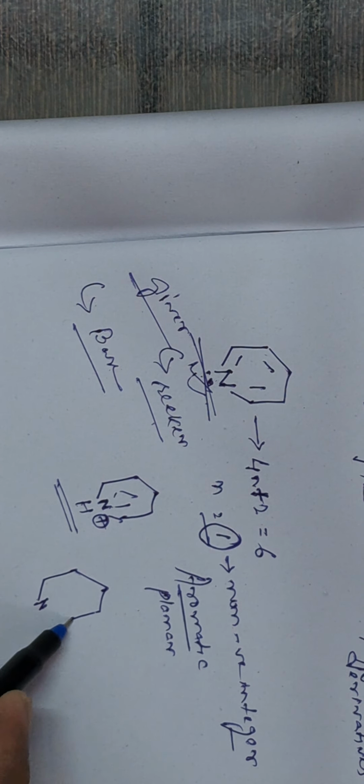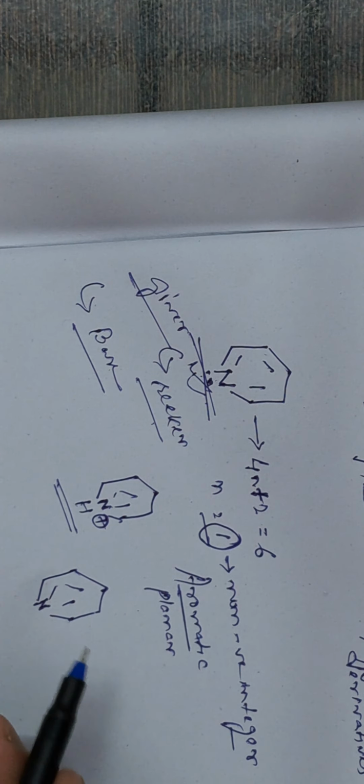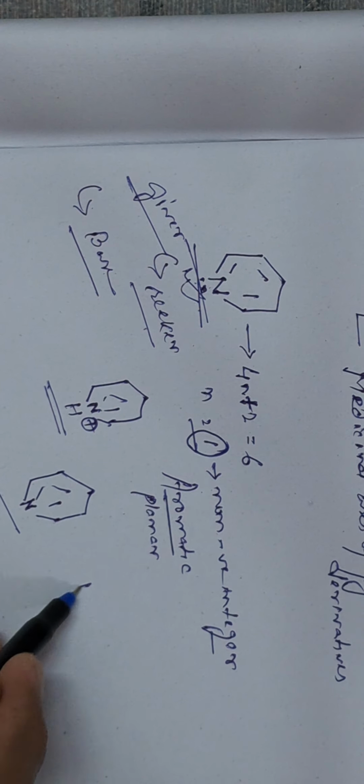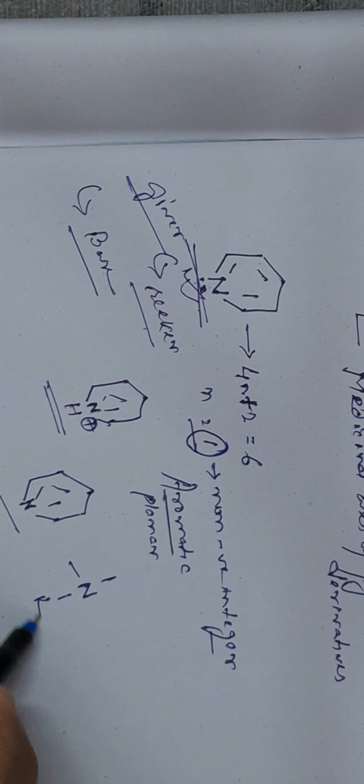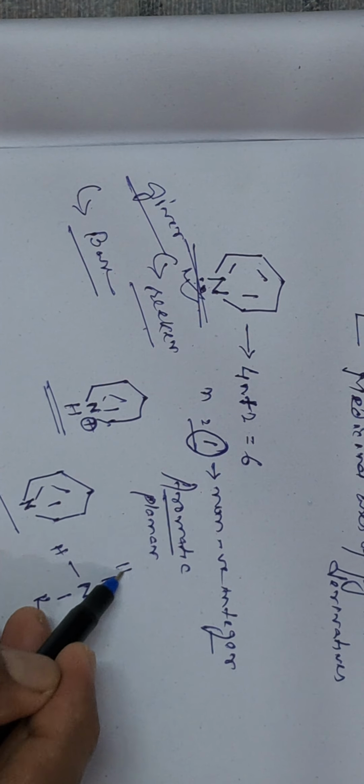Assume that this one is the pyridine. Of course, it's not an assumption, rather it's a confirmation. This is the pyridine, fine. Now all we need to bring here is an amine, right? Let's talk about primary amine.